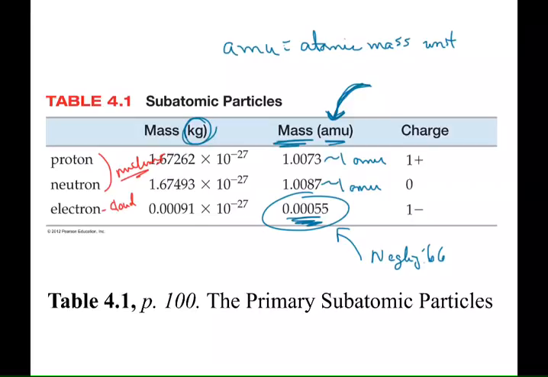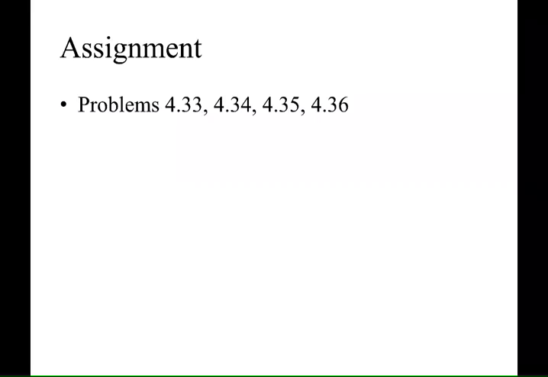And then the last column talks about charge: protons are positively charged, neutrons have no charge, and electrons are negatively charged. Then we bump up again against homework. Dun, dun, dun.